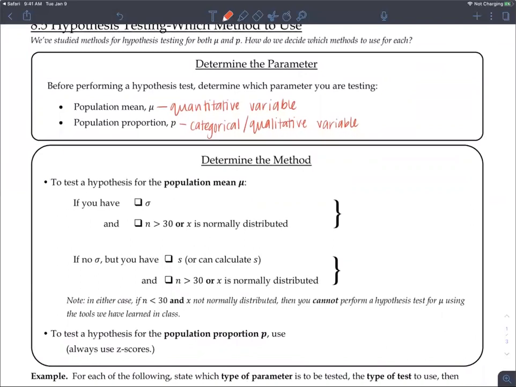So if you know sigma, and if n is greater than 30 or x is normally distributed, then what function in your calculator are you going to use? Z-test. Yeah, z-test. And so it's z because you know sigma, right? And so let me put that in a different color. So z because you know sigma, test because you're performing a hypothesis test.